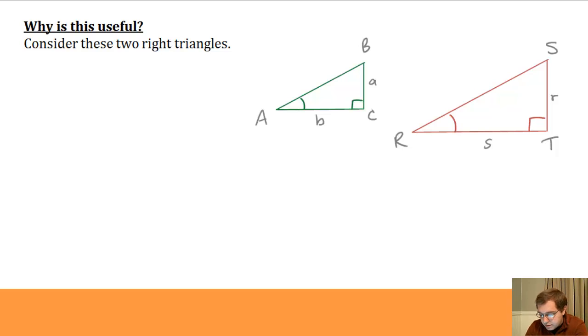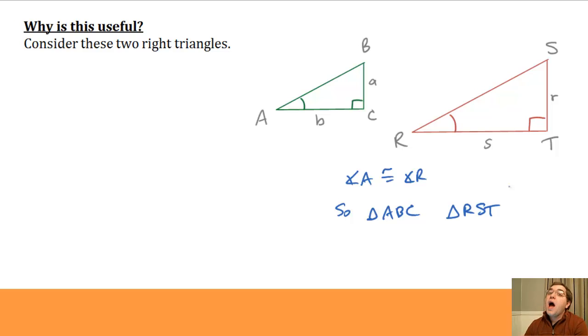Consider these two right triangles. Notice that in addition to the two right angles, angle C and angle T, which are definitely congruent because they're both 90 degrees, we also have another pair of congruent angles because angle A is congruent to angle R. So that means triangle ABC is what to triangle RST? What do we call it when two triangles have two angles that are congruent? We say those triangles are similar. Very good.